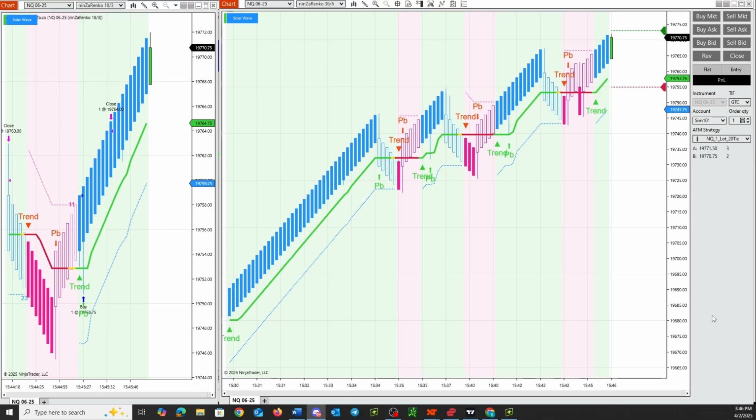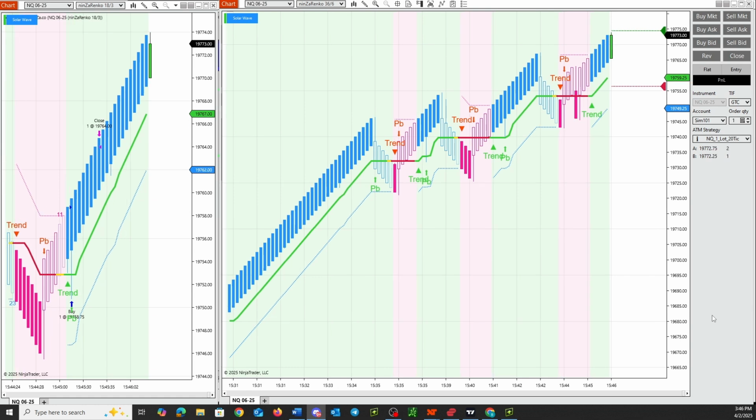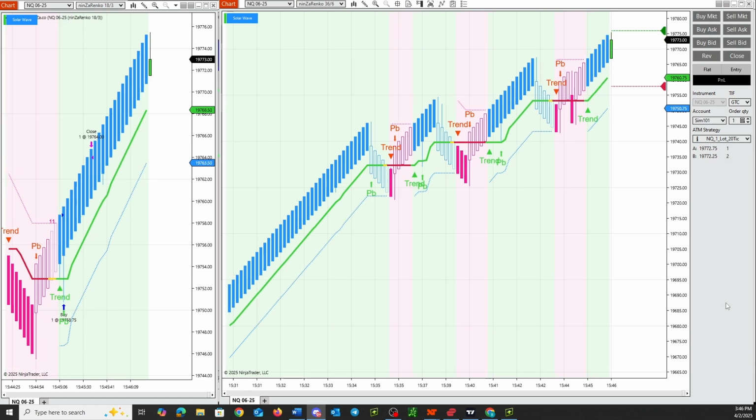I use that a lot in some of my trading for my semi-auto trade modules.